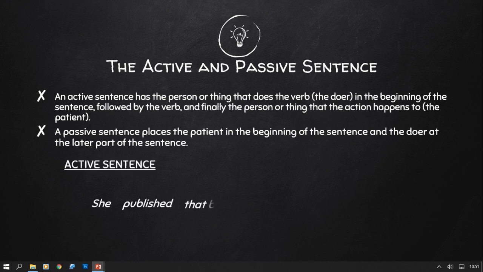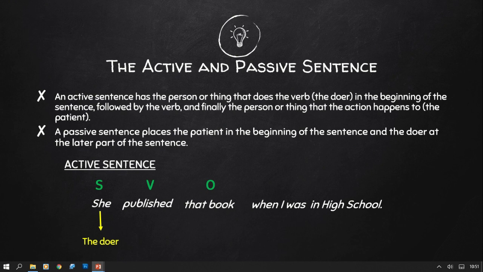In an active sentence, look at this one. She published the book when I was in high school. Look at this. The subject is the person who does the action, she, and then it's followed by the verb published, and the object is something that becomes the patient, the person or thing that the action happens to. This is the structure of the active sentence.